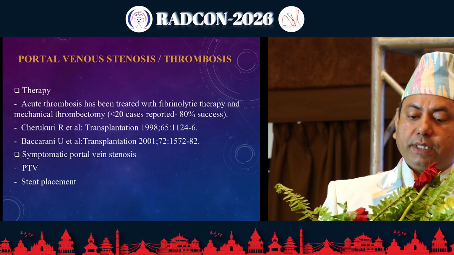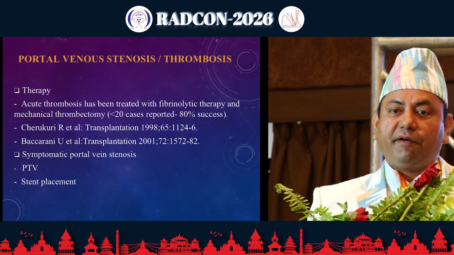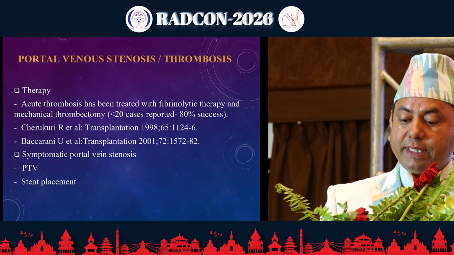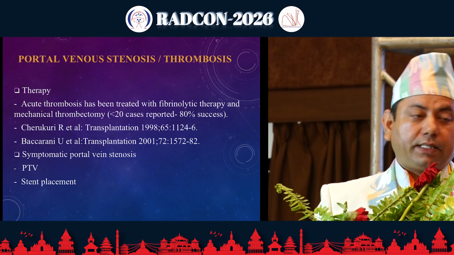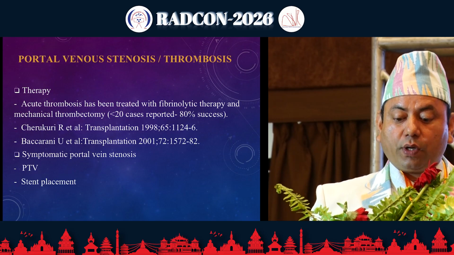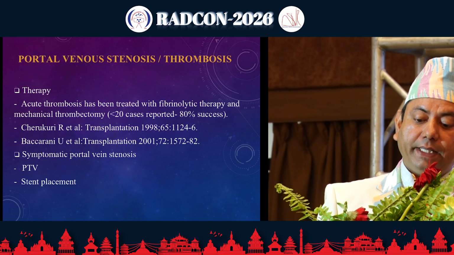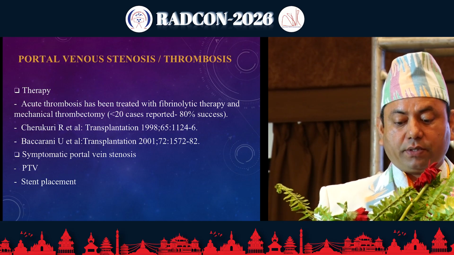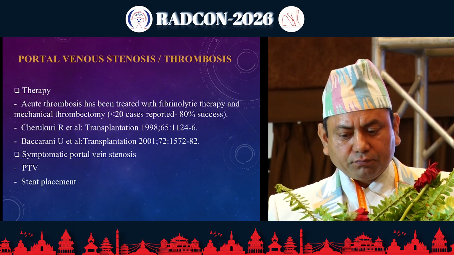For portal vein stenosis and thrombosis therapy, acute thrombosis can be treated by fibrinolytic therapy and mechanical thrombectomy. Fewer than 20 cases have been reported, with a success rate of 80%, as cited by Seru Kuri R. et al., Transplantation 1998, and Bakarani U. et al., Transplantation 2001. For portal vein stenosis, portal venoplasty can be done, and a stent can be successfully placed.